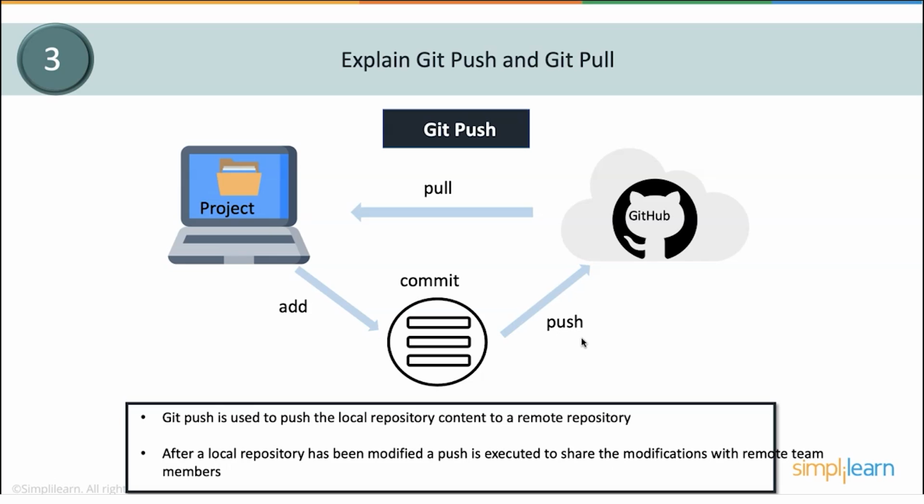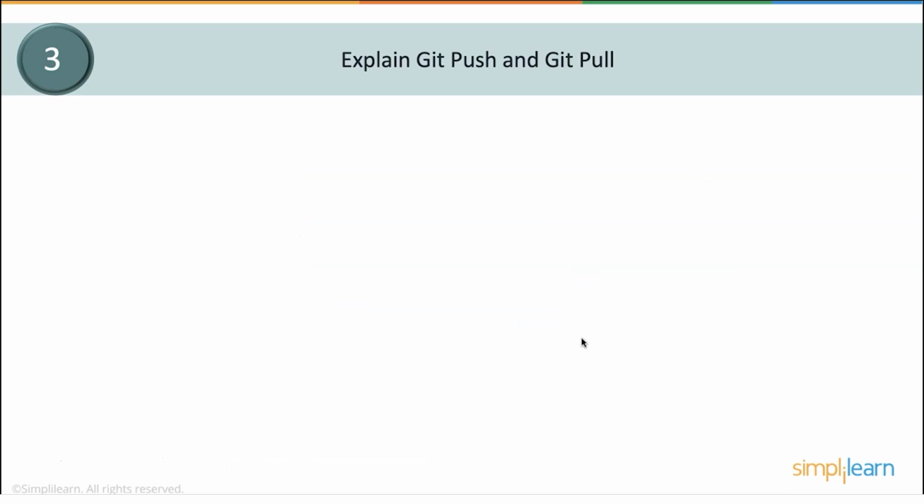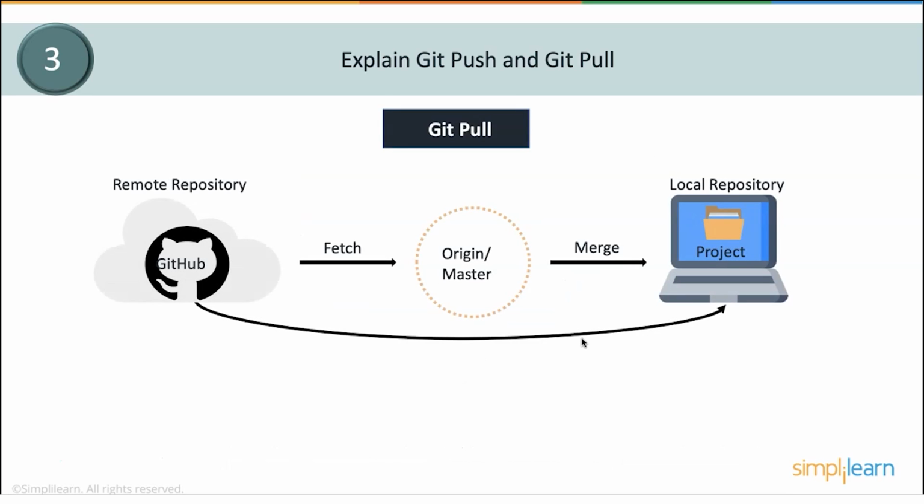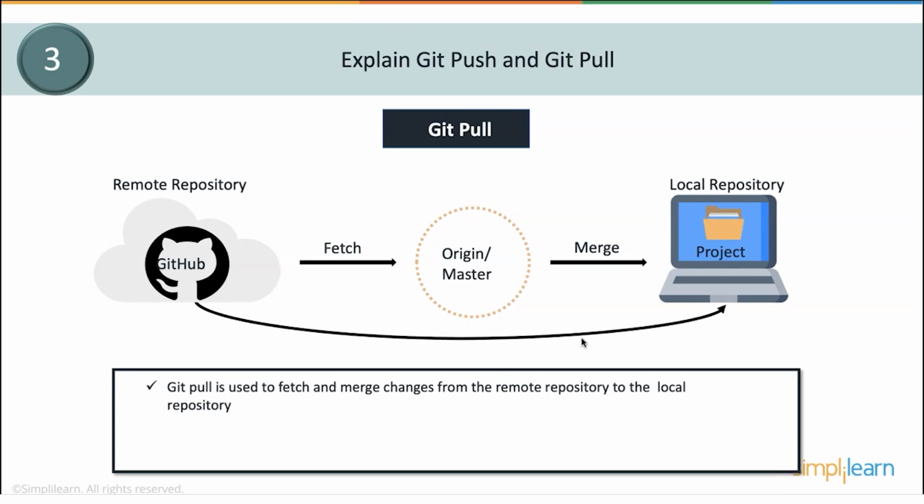Now, going ahead and talking about git pull. As I said, you try to fetch the latest data from your cloud environment towards your local repository. So we say git pull is a combination of two commands: git fetch followed by git merge.